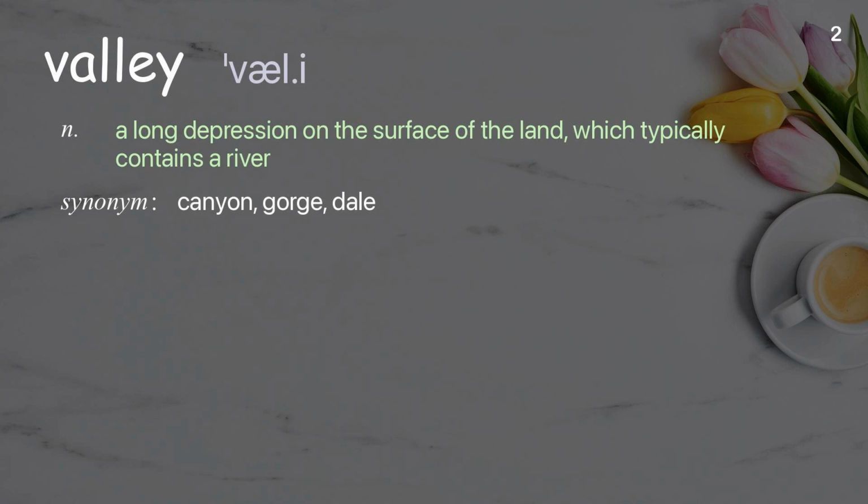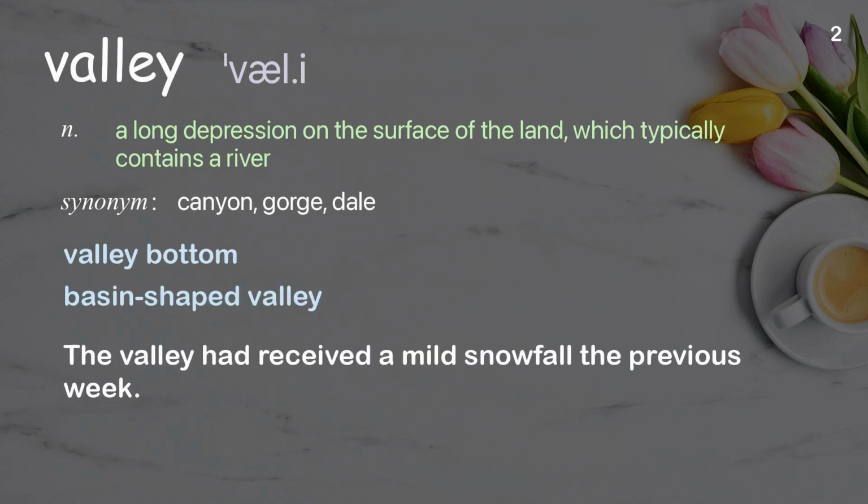Valley. A long depression on the surface of the land, which typically contains a river. Examples: Valley bottom, basin-shaped valley. The valley had received a mild snowfall the previous week.